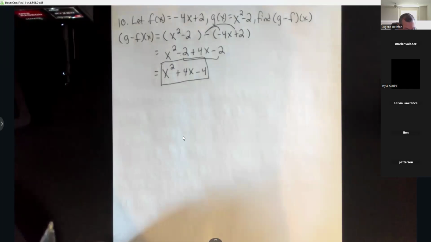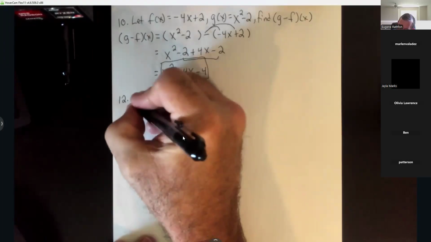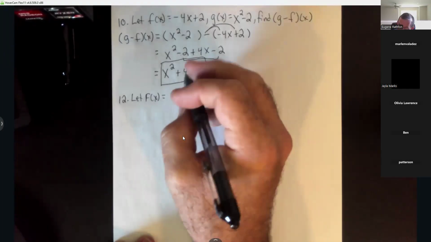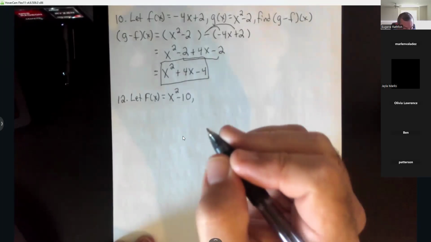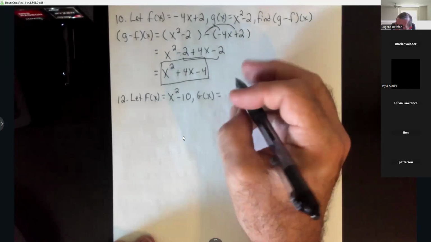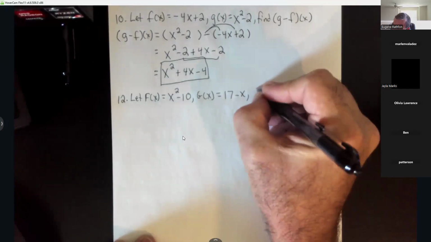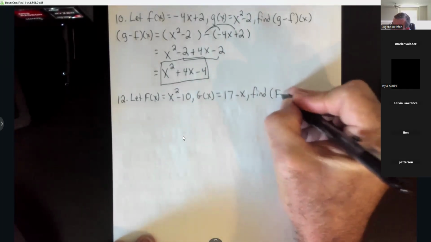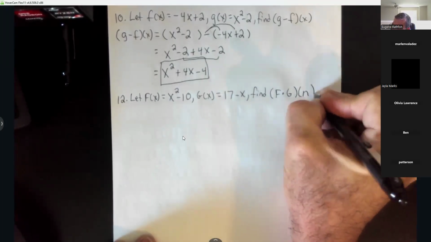All right, so 11 is pretty much stuff we've done. So let me switch to 12 here. 12 says let f of x equal x squared minus 10, g of x equal 17 minus x. They want us to find f times g of n.